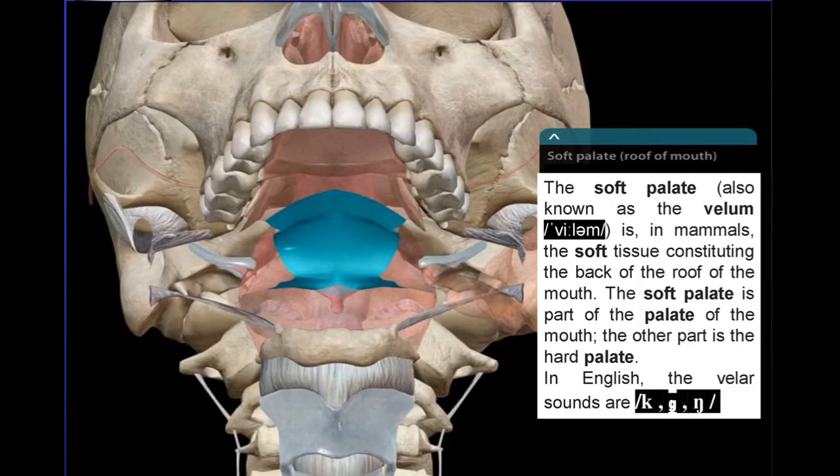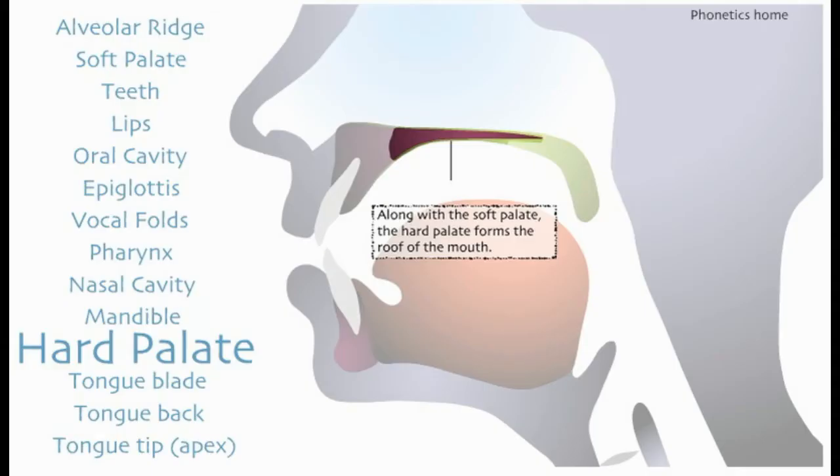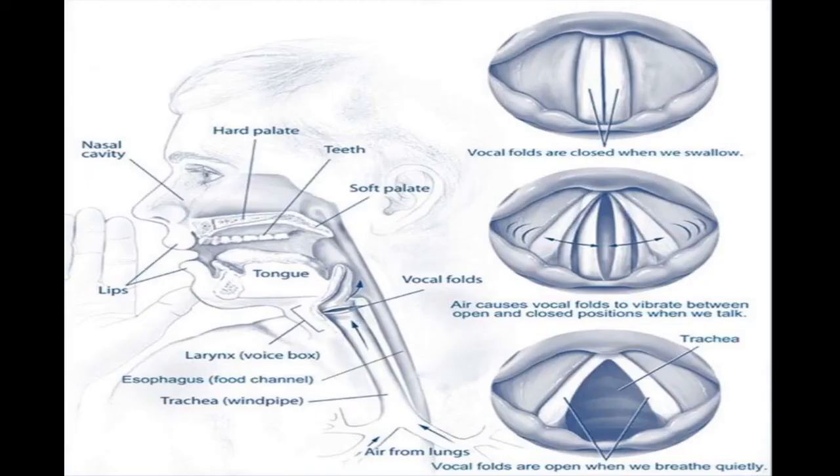Then we find the soft palate, or the velum, which can be lowered and raised. It is lowered when we produce nasal sounds like m, n, ny, and raised in the rest of the consonants and all the vowels. Hard palate, which is in the middle of the roof of the mouth with different ridges, and in this place we produce y sound.